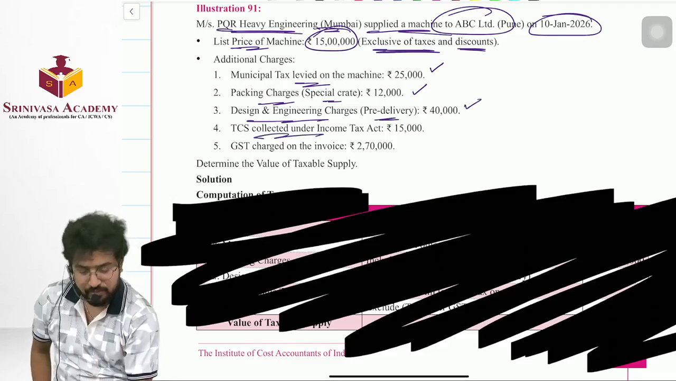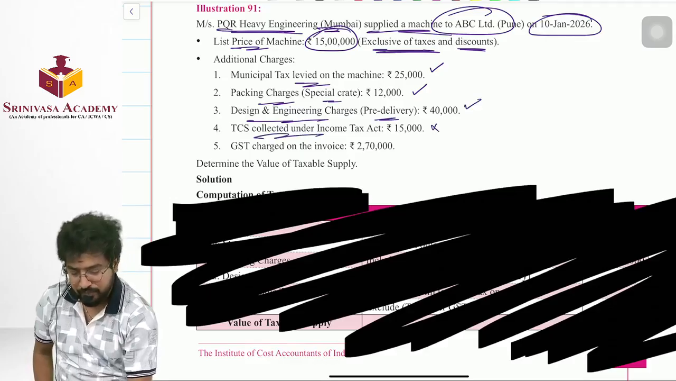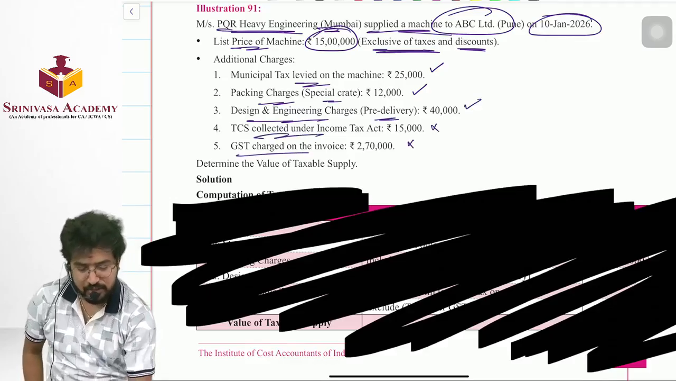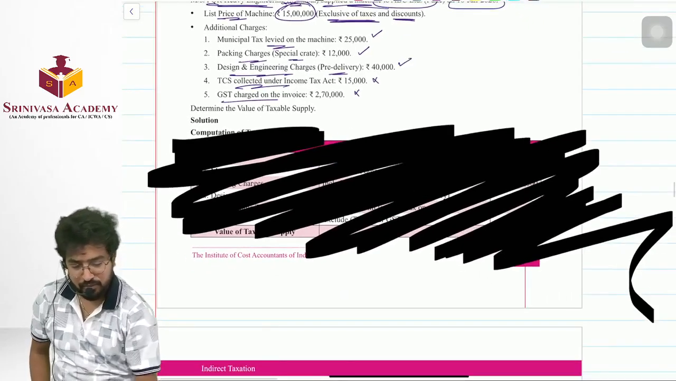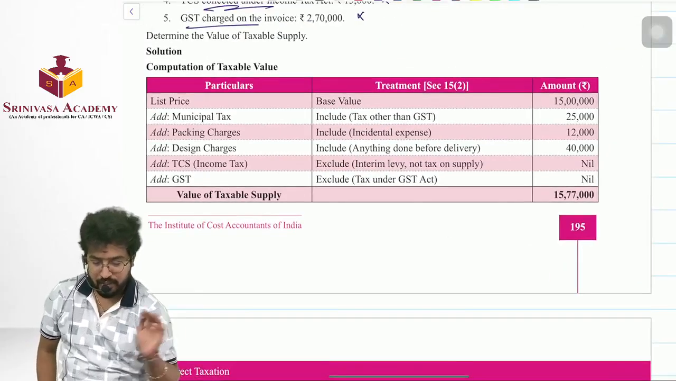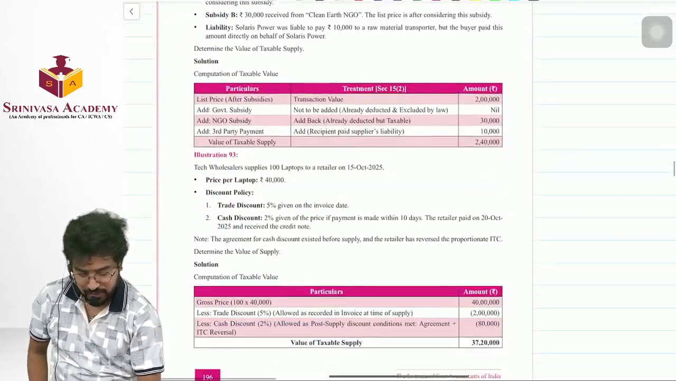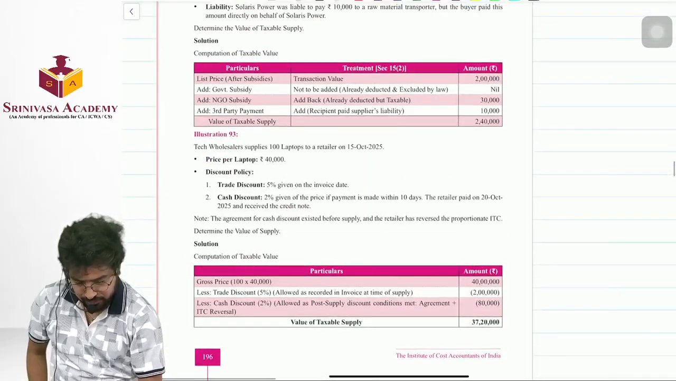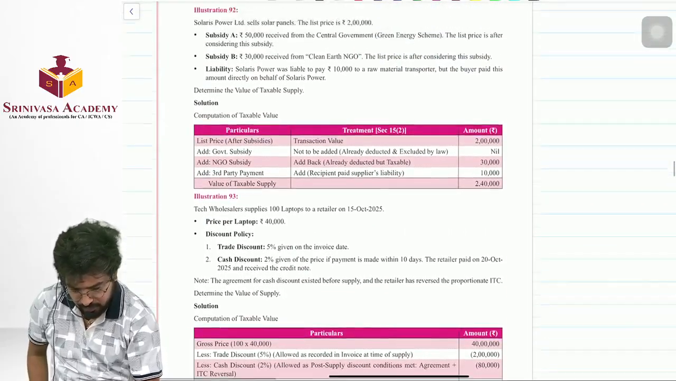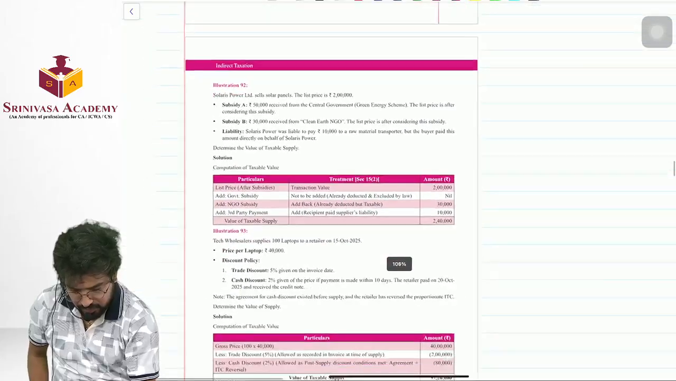TCS collected under income tax, ignore. GST charged, ignore. So what is the total value of supply? Clear, very good, simple. Okay, right. So that is the concept. Okay. Oh, one more question is there.